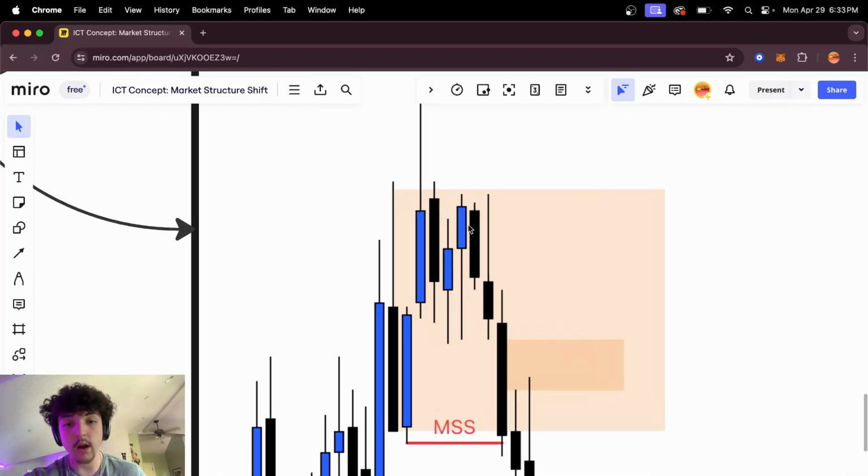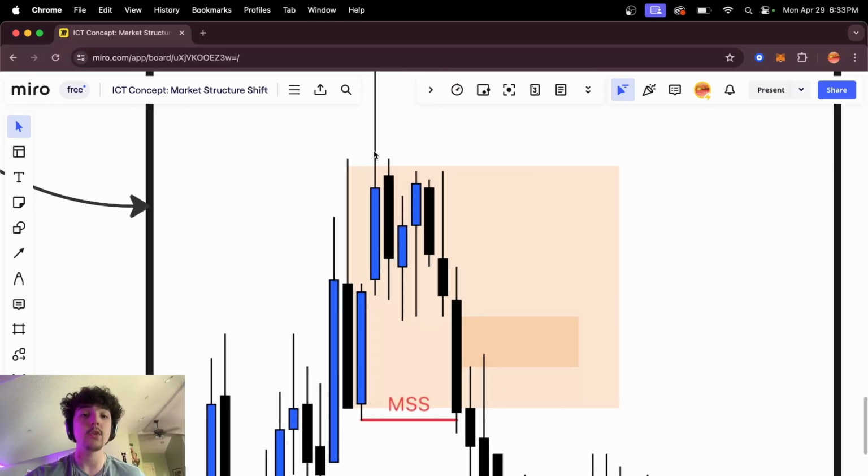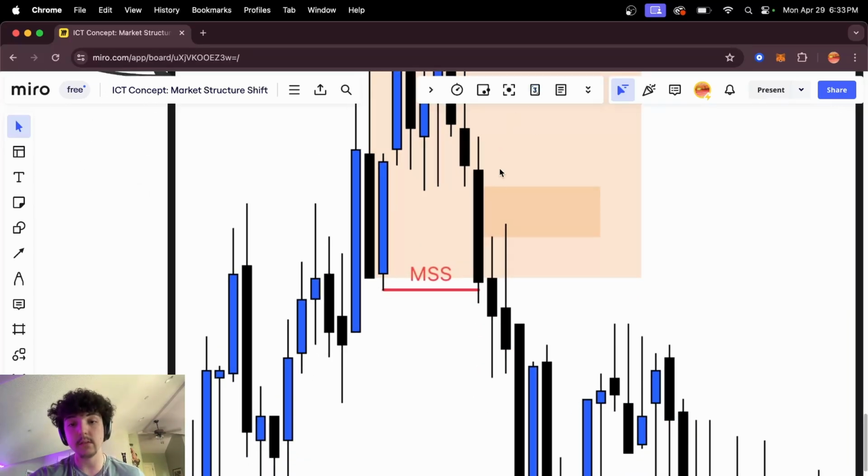What happens here is on the market structure shift, not only did you take buy side liquidity, you created another fair value gap here, but not only that, you also have this breaker block right here that price taps into, creates a fair value gap, then taps into the order block, and then taps into the fair value gap.